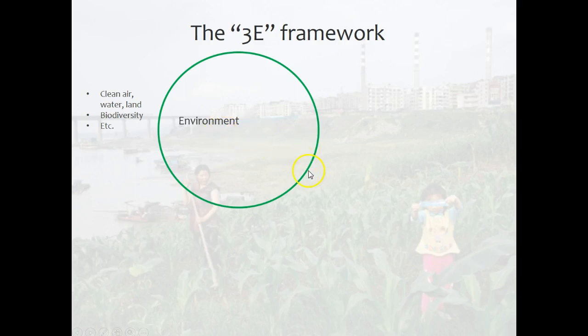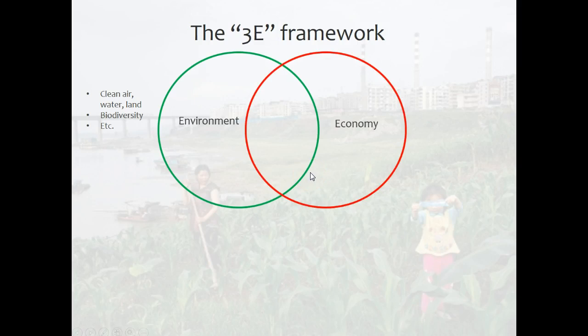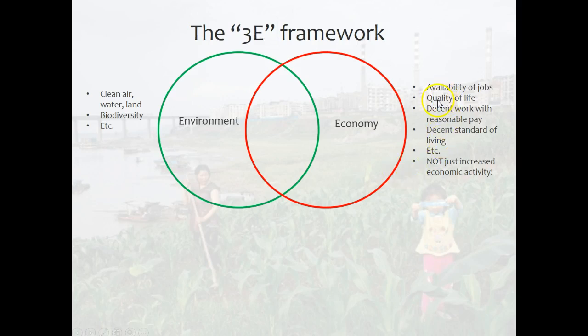We all kind of understand intuitively. So that's your first E. Second E is economy. Now, I don't want you to think of this just as money. I want you to think about it in terms of what money can do for people. So economic considerations: availability of jobs, of decent work, of having enough money to have a decent quality of life, having reasonable pay, decent living standards, and so forth.